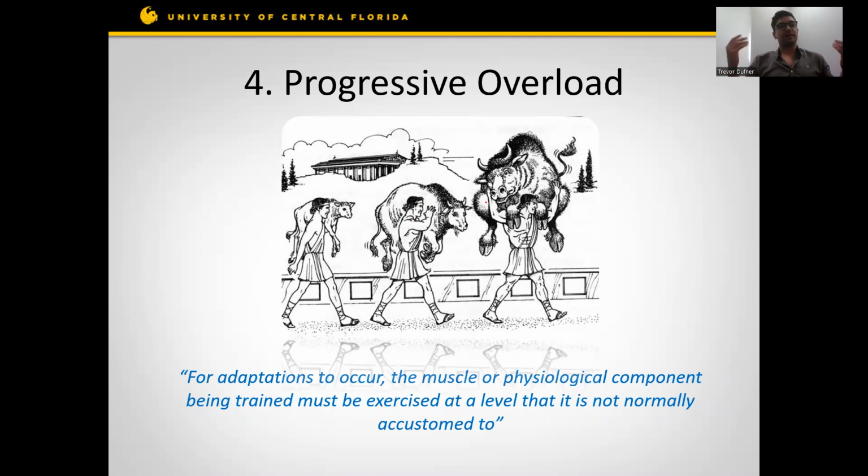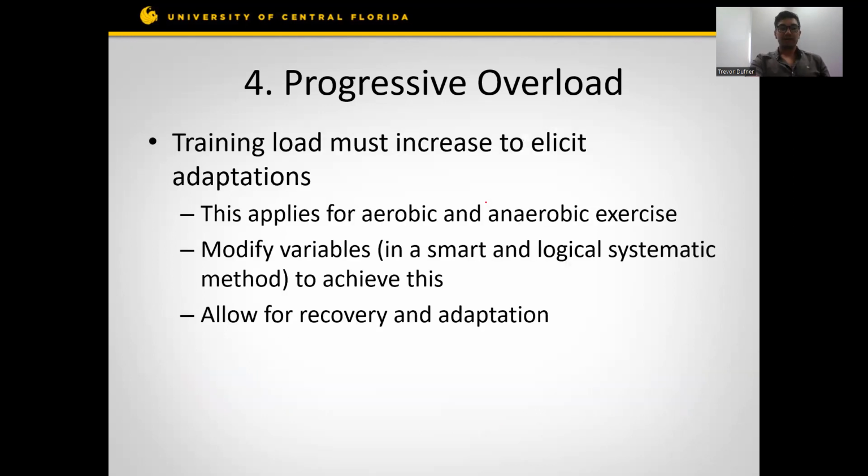That's why, if you guys are resistance trained, I hate to use that analogy all the time, it's just the easiest. Curling 5 pounds, for you fellas, is probably not as hard as it used to be. If you go in the gym and curl 5 pounds for 3 sets of 10, you're probably not going to see adaptations like you did when you were just starting to lift in high school or whatever it might be. So what we're saying is a training load must increase to elicit adaptations, and this applies to aerobic and anaerobic exercise.